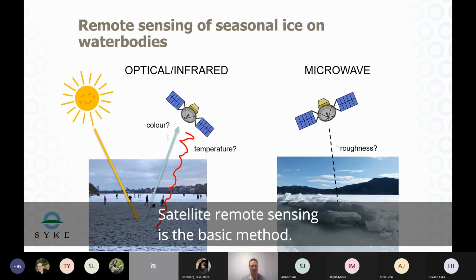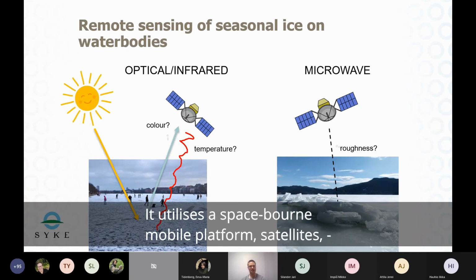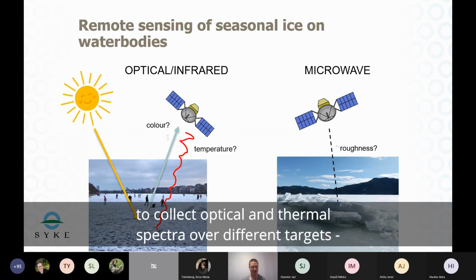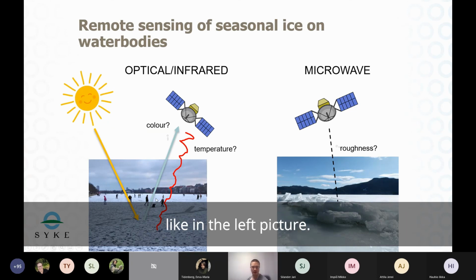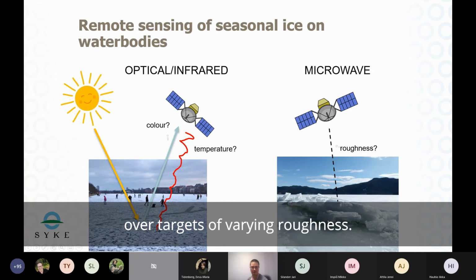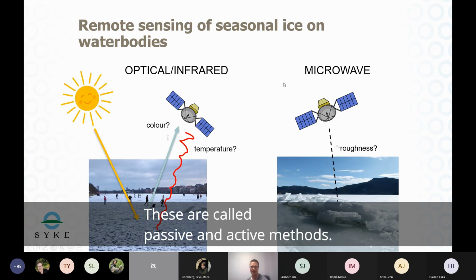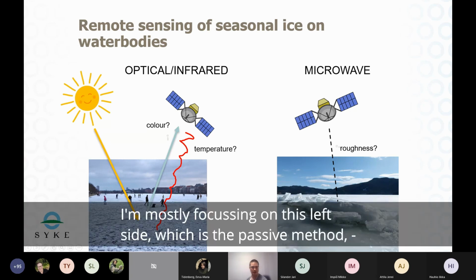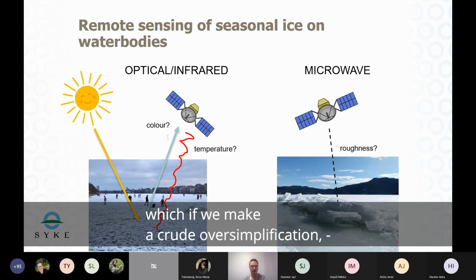And satellite remote sensing is the basic method. It utilizes a spaceborne mobile platform, that is satellites, to collect optical and thermal spectra over different targets, like in this left picture. But alternatively, it can utilize microwaves and measure the microwave backscatter over targets of varying roughness. And these are called passive and active methods.